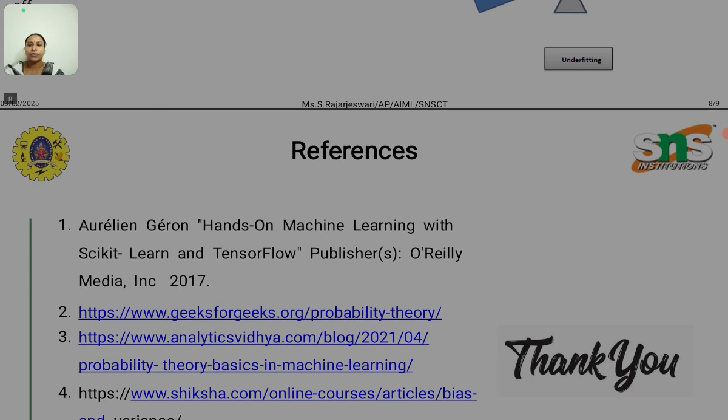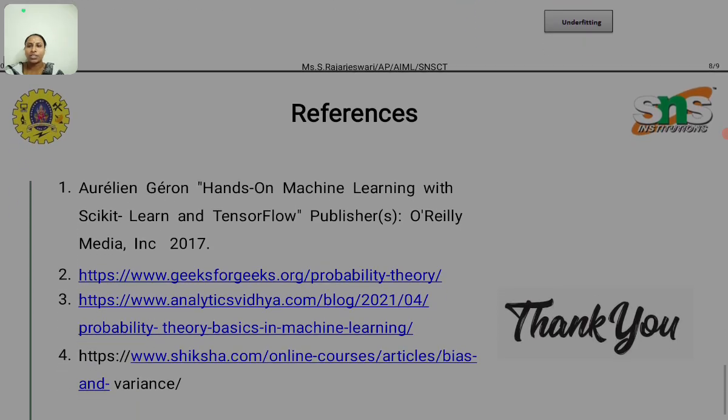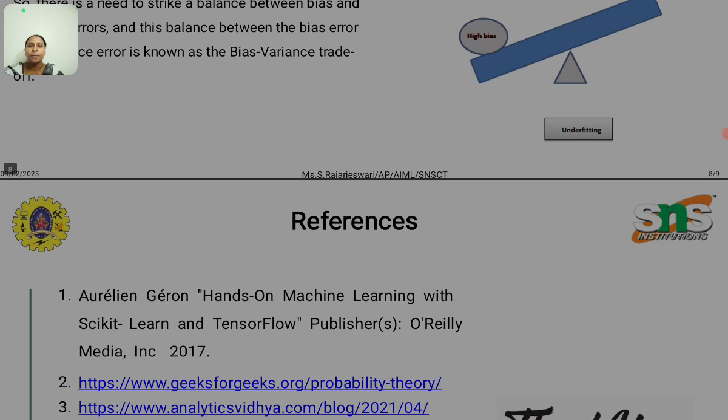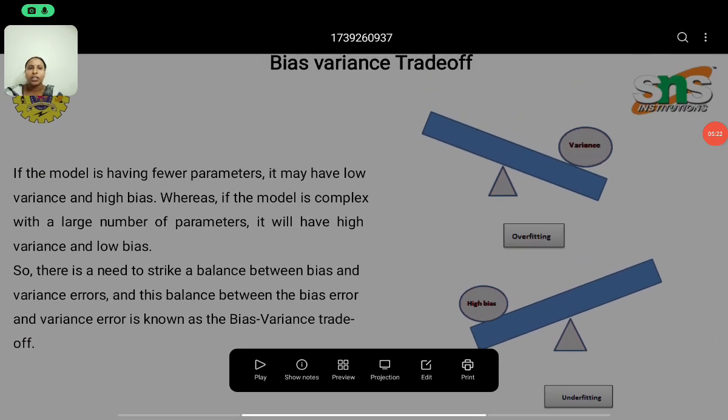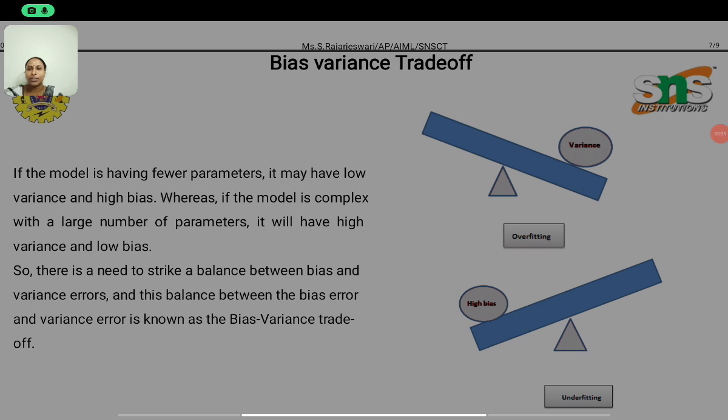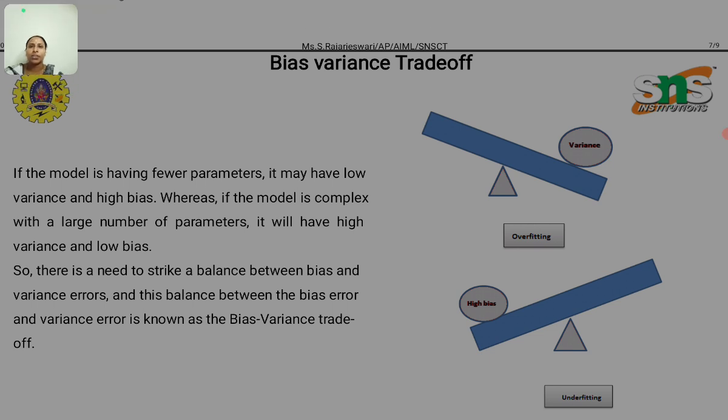In the next slide I have mentioned some references for bias, variance and trade-off. So today we have seen the basics of bias, variance and trade-off in machine learning.